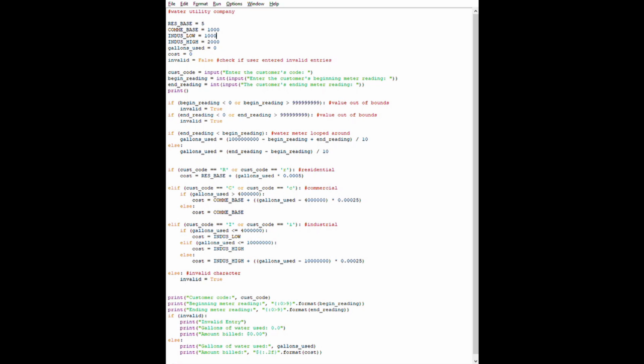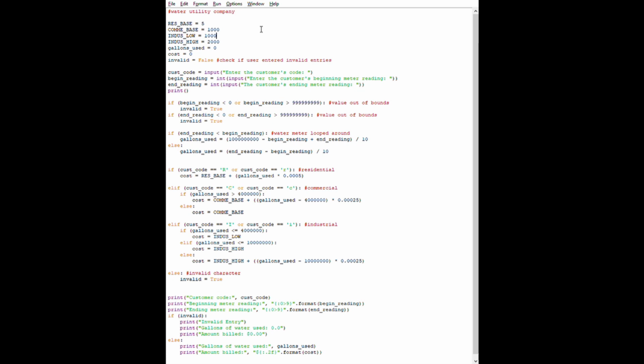This is my code for project 2, a water utility company. Up here I declared some variables. Up here we have the residential base price, which is $5 for everybody. The commercial base price, which is $1,000, and then it goes up from there.